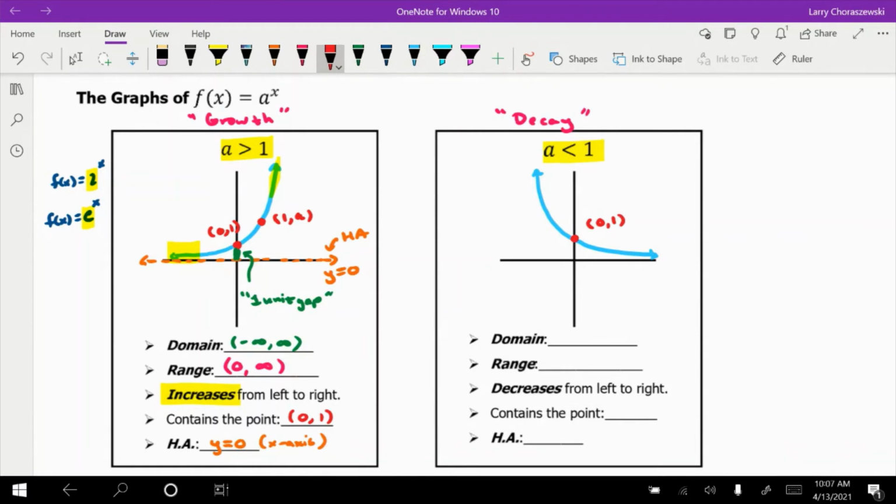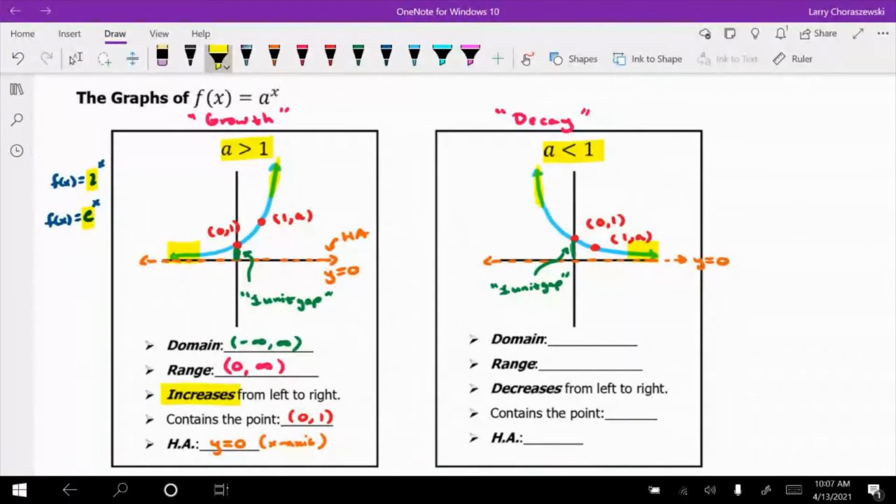And in this case, (1, a) is to the right of (0, 1) still, but a little bit lower than the y-intercept. The x-axis serves as a horizontal asymptote still. And there's also the 1 unit gap between the y-intercept and the horizontal asymptote. Okay, so in this case, the left end goes up to positive infinity, whereas the right end approaches the x-axis.